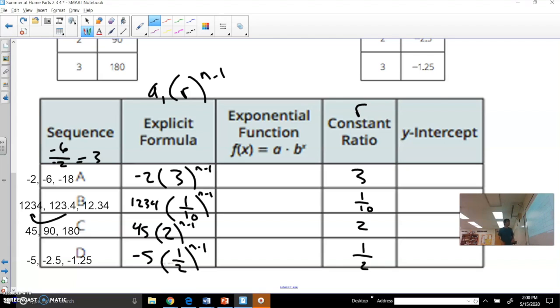And so if we were to think about these sequences as an exponential function where they don't have that n-1 affecting it, we would have to think, okay, well, what number was in front of that in the sequence?